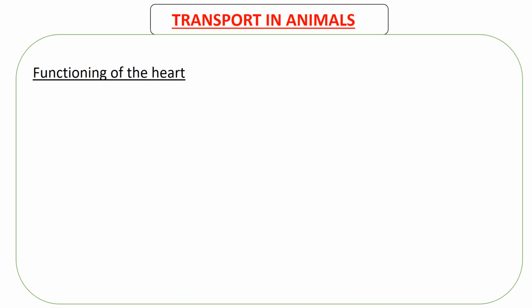So how does the heart work? First, what's the function of the heart? The function of the heart is to pump blood around the body. How does it do that? So it has these features. So in short, the heart is adapted to do its function by having these features.